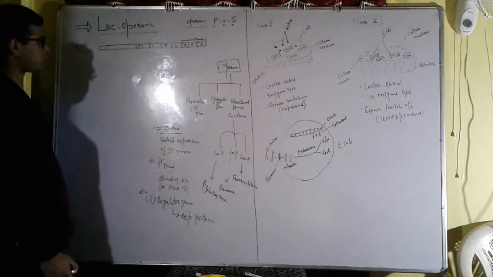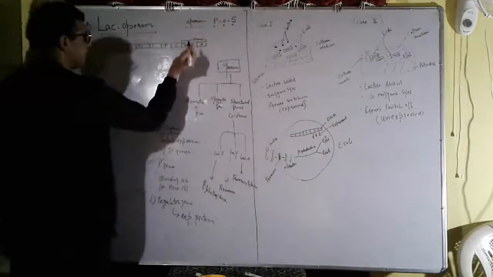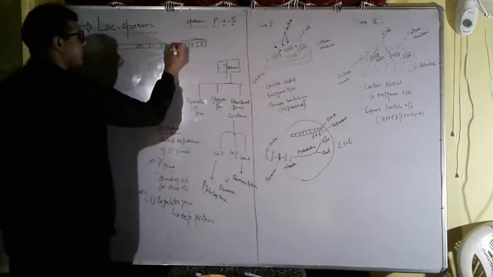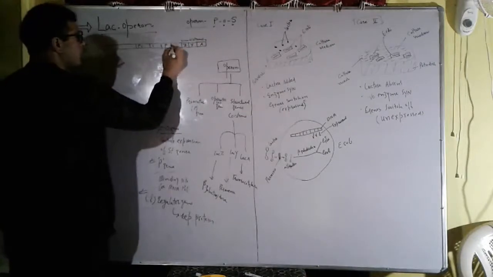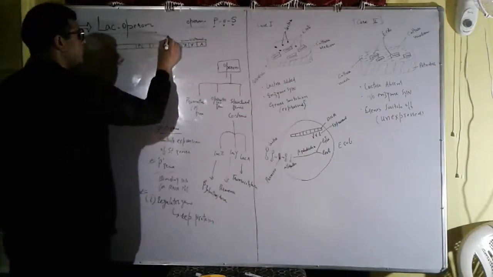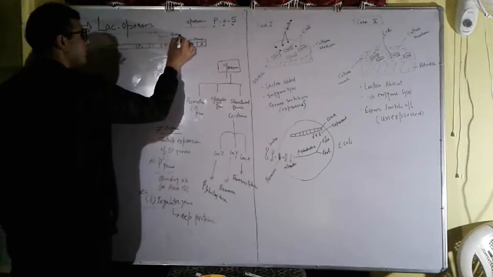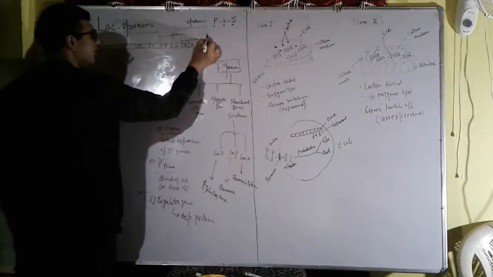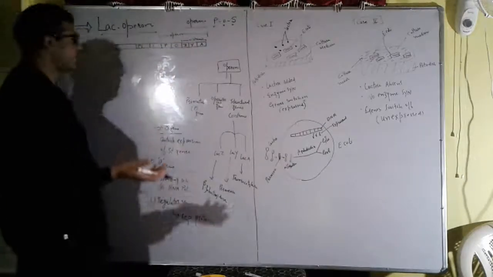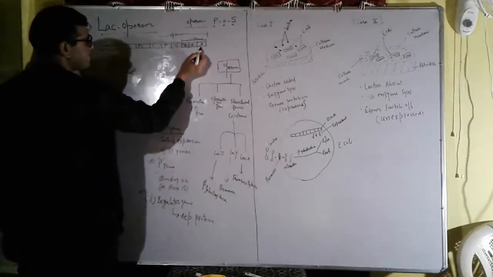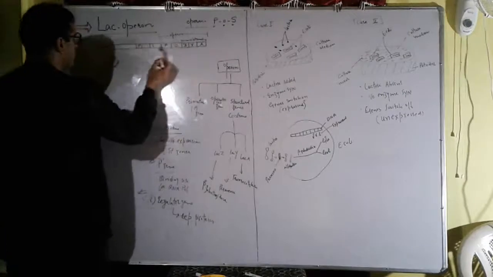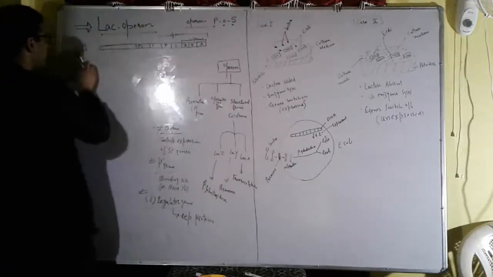Now, how this works, we have explained like this. This is called an operon. The regulator gene is not a part of an operon. So this is bacterial DNA.